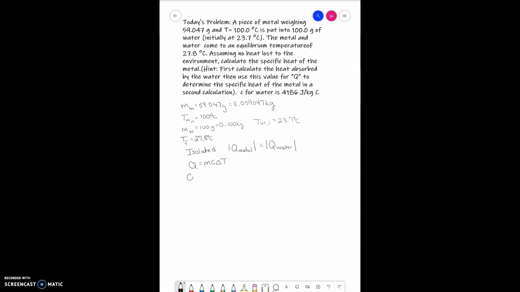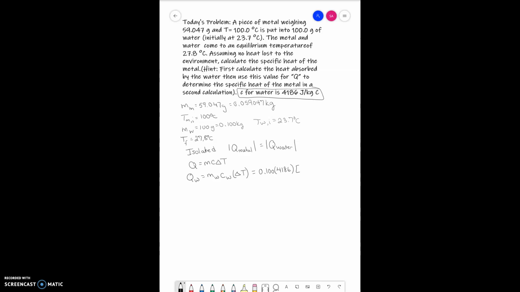So if I look at the water, I have everything I need to know to calculate the heat for the water. I've got the mass of the water. Specific heat for the water is given at the bottom of the problem, 4186 joules per kilogram C. So I've got mass of water, and delta T for the water I can also put in. So let's put in our numbers. So mass of the water is 0.1 kilograms. The specific heat of the water is 4186.